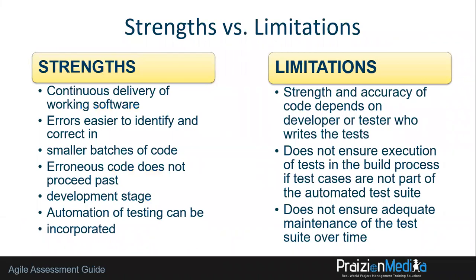Now, the Agile Assessment Guide created by the US government, really great publication I would recommend. They list out strengths and limitations of TDD. Strength, continuous delivery of working software. Errors are easier to identify and correct in smaller batches of code. Erroneous code does not proceed past development stage. Automation of testing can be incorporated. The limitations, strength and accuracy of code depends on the developer or tester who writes the tests. It doesn't ensure execution of the tests in the build process if test cases are not part of the automated test suite. It does not ensure adequate maintenance of the test suite over time.